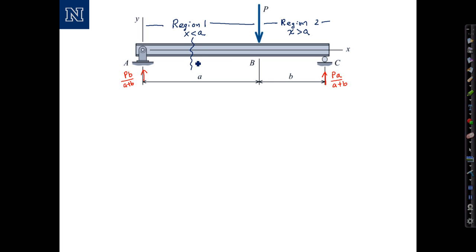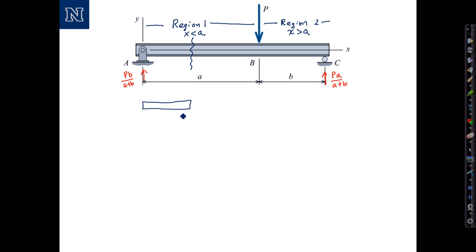So I'll start with region 1, make a cut anywhere along, anywhere to the left of the concentrated force, and draw a free body diagram of the beam to the left of the cut.